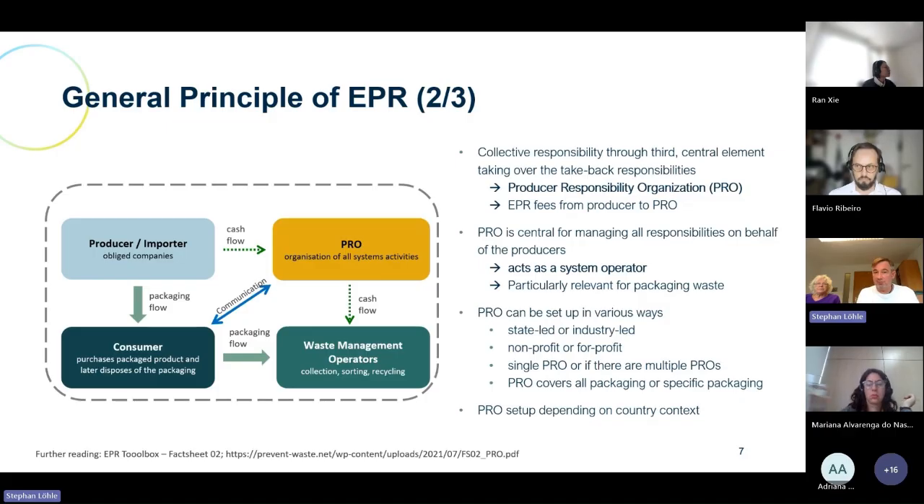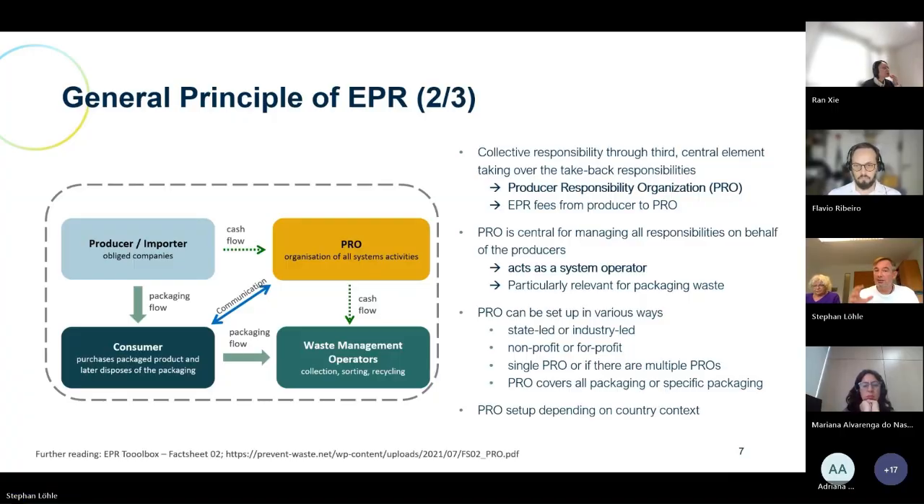To overcome this, we install the entity calling the Producer Responsibility Organization, which is an organization that combines and bundles the obligation of each and every importer in the sector, for instance, for packaging, and together organizes the operationalization and collection, sorting, and recycling of the waste that occurs from that.